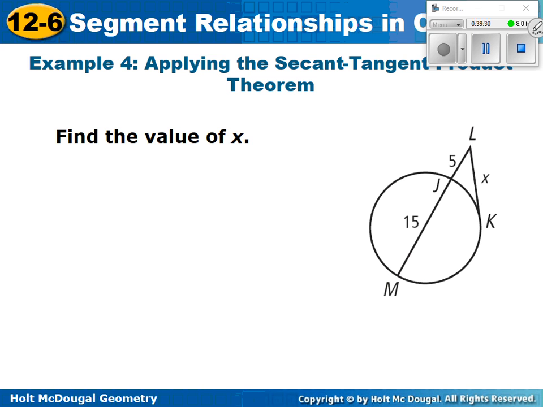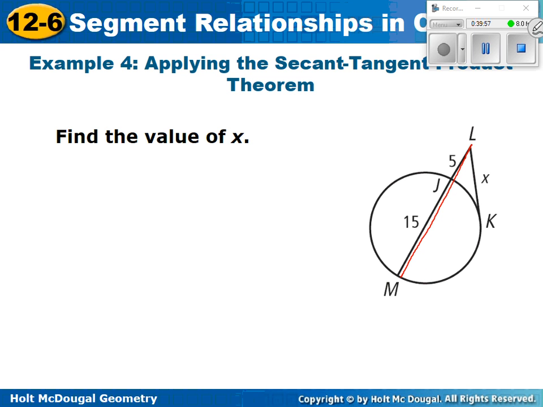We don't multiply ML and LK. So look up here for our rule. If they intersect outside the circle, you take the whole secant segment times the outer part of that secant segment and set it equal to the other secant segment's whole part times its outer part. Okay, so now look at your picture. Look at one secant segment. So I'll look at just this one.